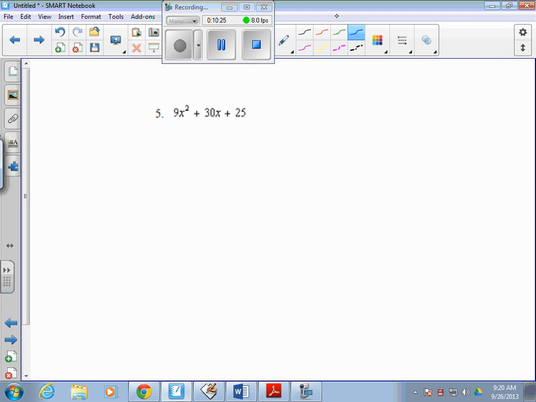Number 5 says 9x squared plus 30x plus 25. Now, for this one, there's a coefficient in front of x squared, so it's not as easy as the other one. However, this is two perfect squares. You can look at the first number in the trinomial, 9x squared. We know 3 times 3 gives us 9.